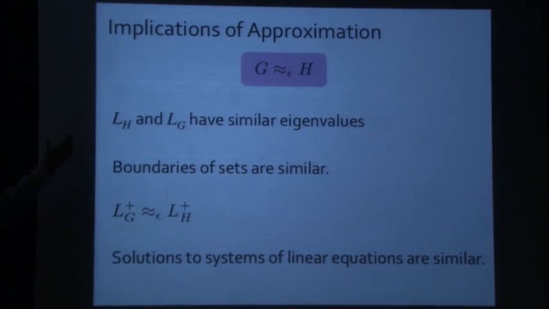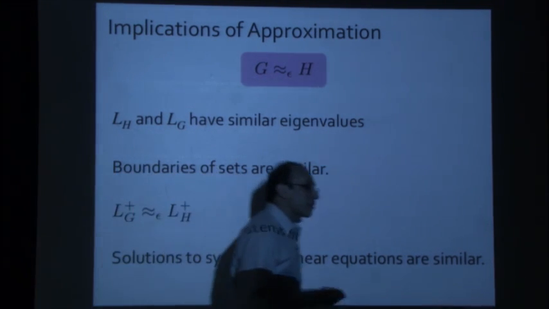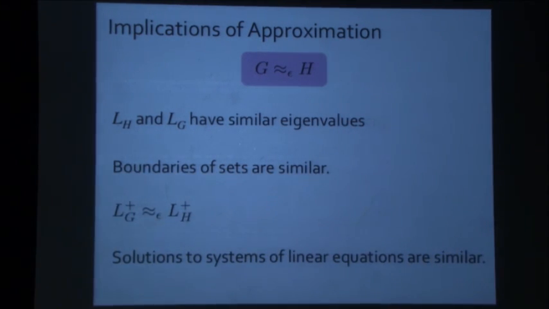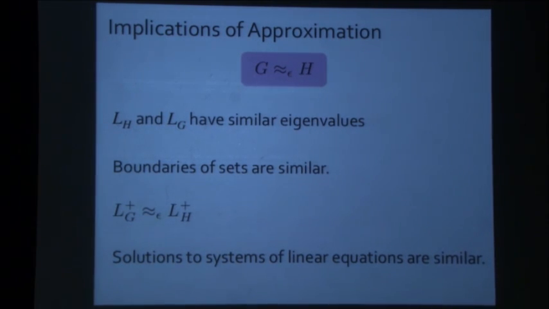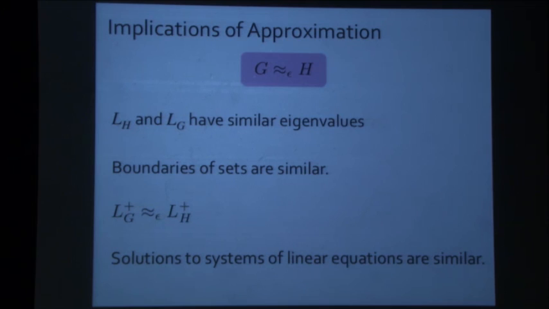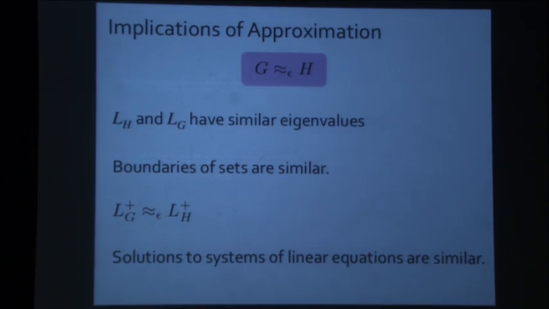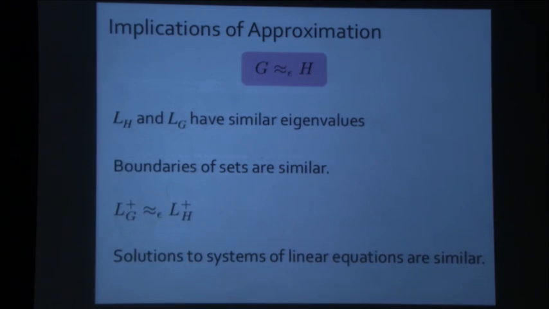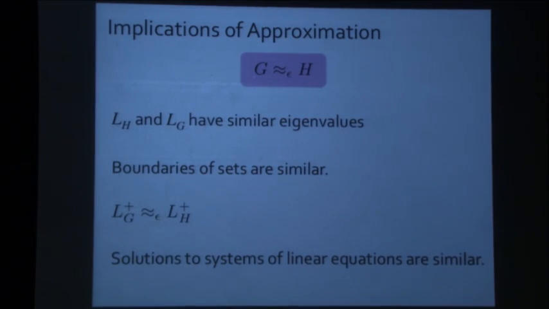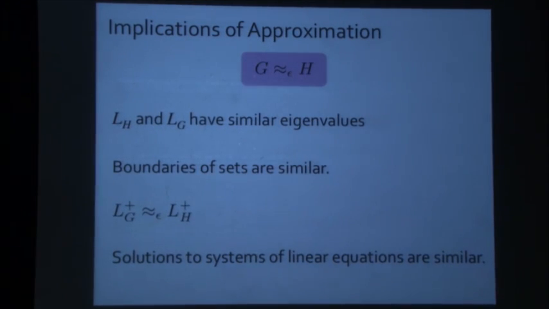And when one matrix is an epsilon approximation of another, it means that the solution to systems of linear equations in one Laplacian matrix is similar to the solution of systems of linear equations in the other. Or if you do numerical linear algebra, it means one can be used as a preconditioner to solve systems of linear equations in the other. But that is not what this talk was about today, but it was the entire motivation behind doing this at first.